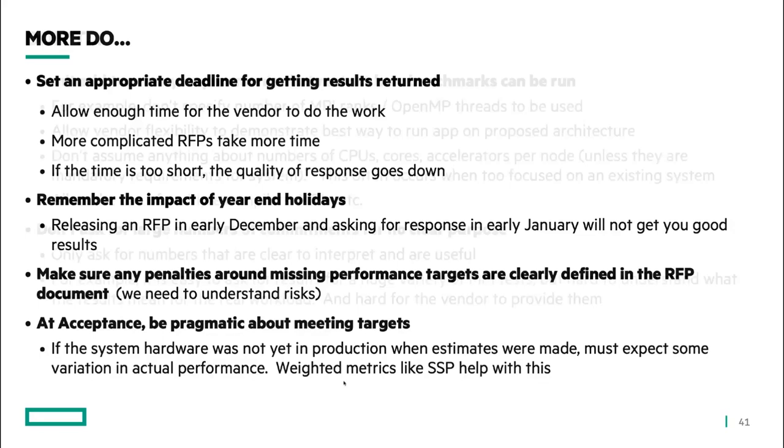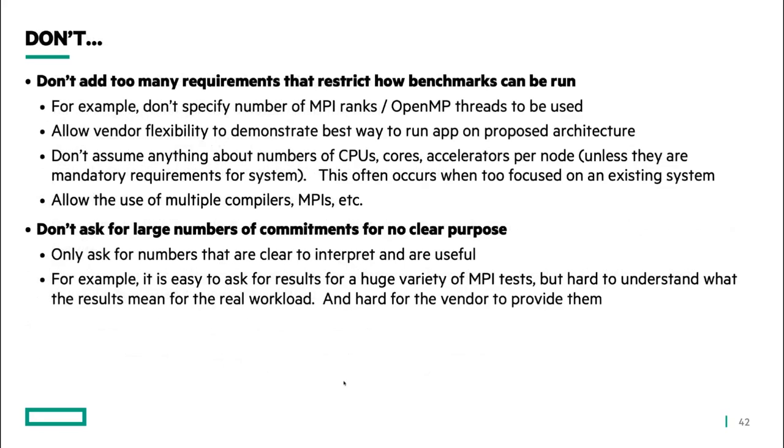Next slide. And then a few things to avoid. Please don't add too many requirements to restrict how benchmarks can be run. Specifying the number of ranks or OpenMP threads, or assuming things about the number of CPUs or cores or accelerators per node can really limit what we're able to do. Unless those are absolutely mandatory requirements for your system for some reason, give us the flexibility to demonstrate the best way to run the application on our proposed architecture and allow us to use different compilers, MPIs, libraries, etc.